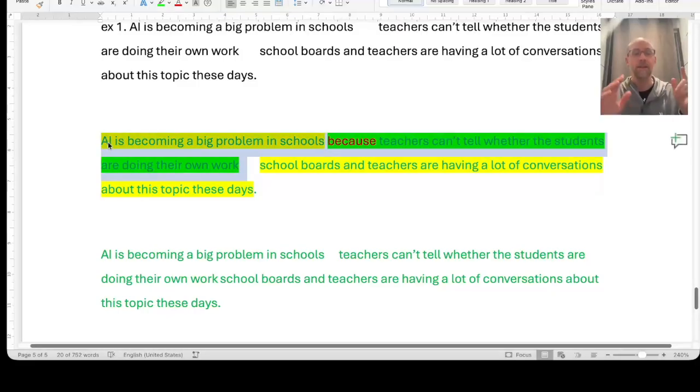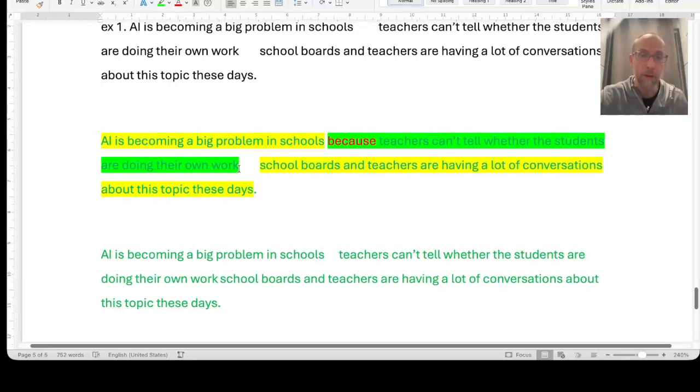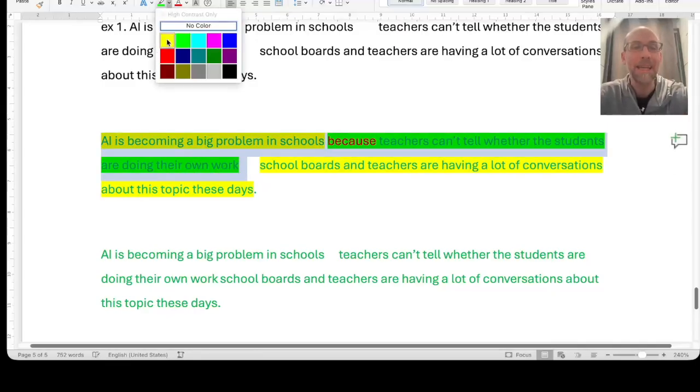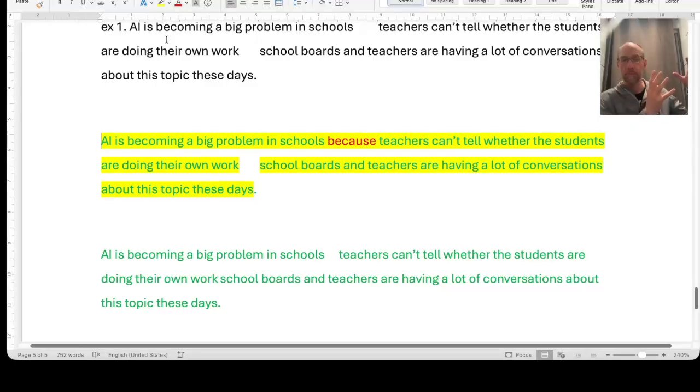All of this could be a complete sentence by itself. Would you agree? Would it be okay if I put a period right here? AI is becoming a big problem in schools because teachers can't tell whether students are doing their own work. Period. Right? That could be a sentence by itself. So, I don't want to finish it here maybe, but let us look at this whole thing as if it's one big independent thing. Because it could be, I could put a period here and it could stand by itself.